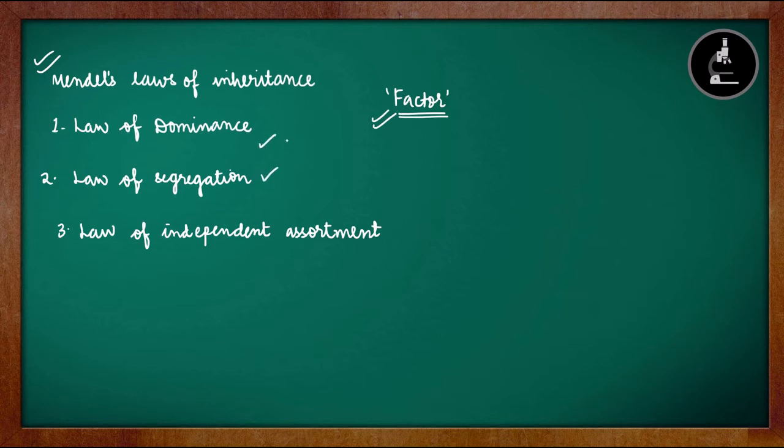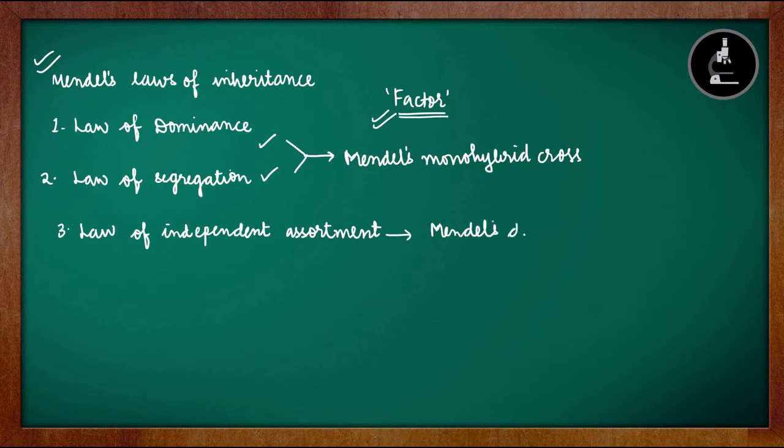The law of dominance and law of segregation can be explained by Mendel's monohybrid cross, whereas the law of independent assortment can be explained by Mendel's dihybrid cross. We have already discussed Mendel's monohybrid as well as dihybrid cross. So again, with the same example, we will take and understand these laws. So let us begin with law of dominance.